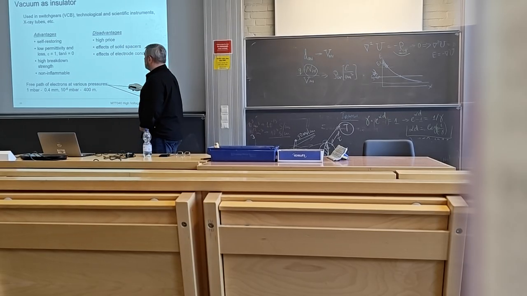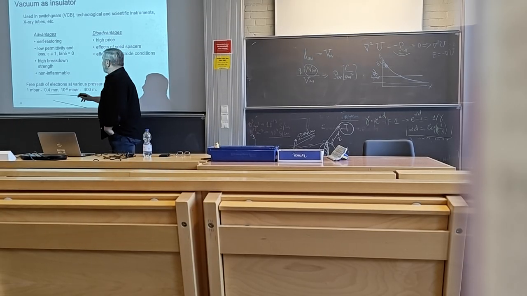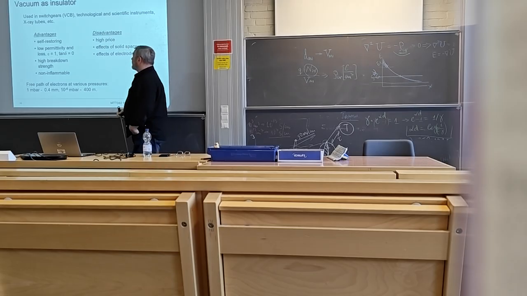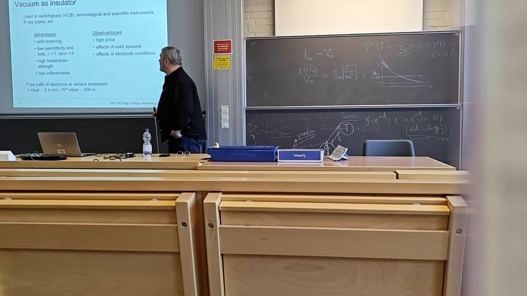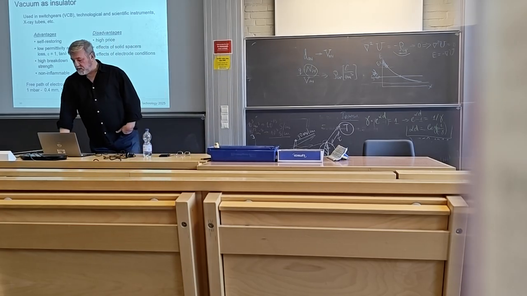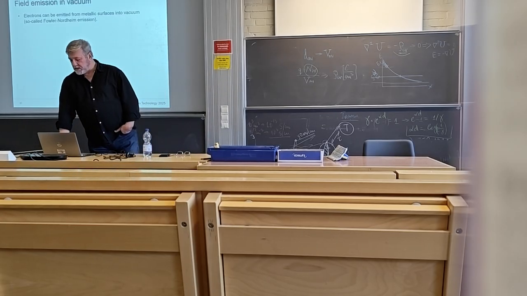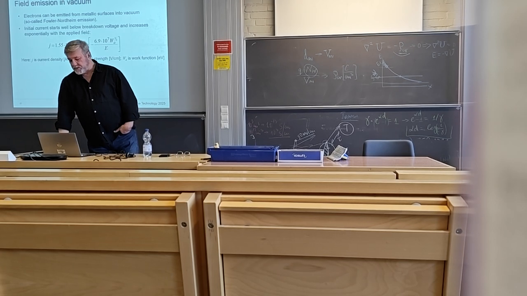Just a comparison here. If you have 1 millibar, the free path is 400 microns, right? If you have 10⁻⁶ millibar, it's 400 meters. So there is nothing to collide with. It really seems to be ideal, but it's not.